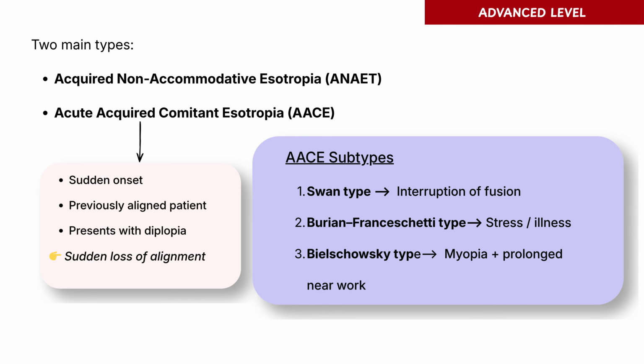The Swan type is seen whenever the fusion is interrupted, for example, prolonged occlusion or patching. Then we have the Burian or the Franceschetti type, which is associated with a period of stress and illness. And we have the Bielschowsky type, which is commonly seen in myopic patients with prolonged near work. Prolonged near work can lead to spasm of accommodation, leading to convergence and esodeviation.